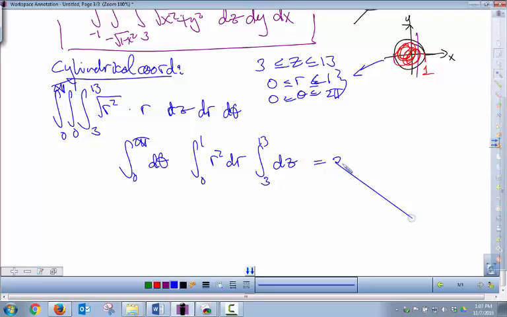So what do we have? We have 2 pi for the first one. We have 1/3, right? R cubed over 3, evaluated at 1 and 0. And then we have 13 minus 3. Okay.